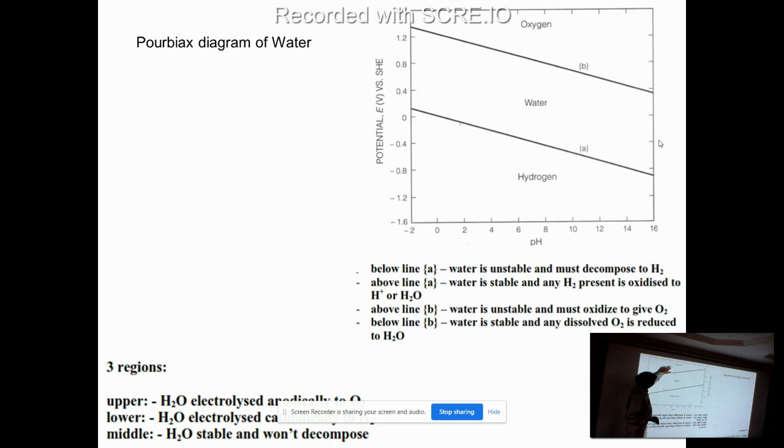So how will we calculate these two? Same Nernst equation, you look at the calculation. Look at the calculation.